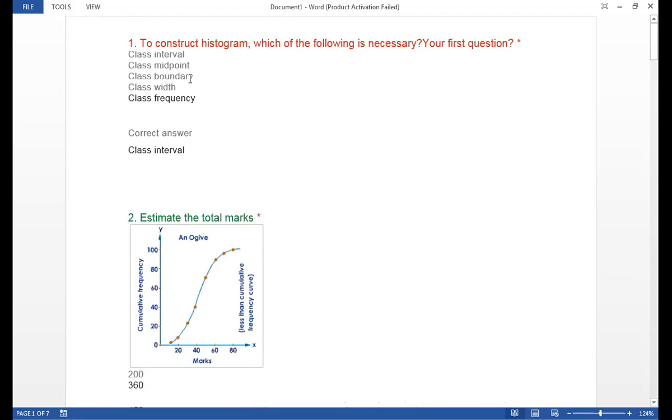And class width, in fact, that doesn't concern us. Some people might want to choose class frequency. But let me tell you this, class frequency is not always important when you want to plot a histogram. In fact, you can use cumulative frequency or density. So there are some other things you can use instead of frequency if you want to plot your histogram. So the answer here is class interval.